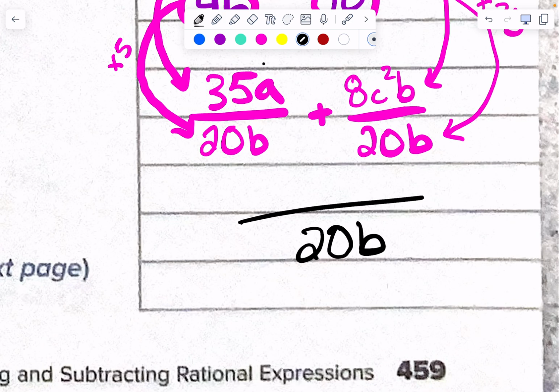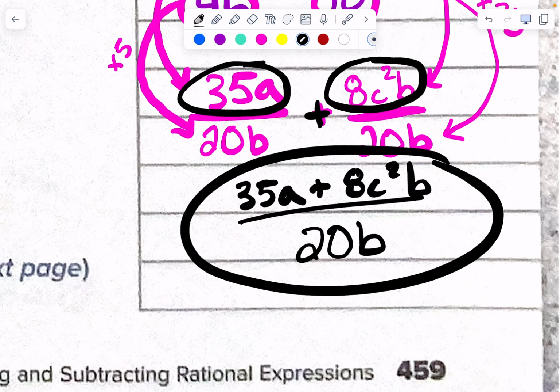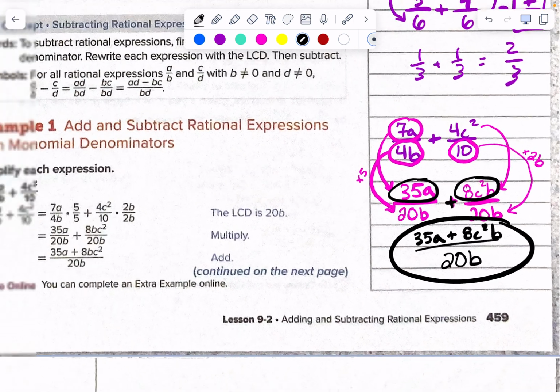But can you add 35a plus 8c squared b? Can you put those two together to make something like 43 something? No, not when you're adding. You have to have like terms. So I just write it as 35a plus 8c squared b. I cannot put those two together, so that is my final answer. Finding a common denominator and then adding stuff together. Okay? Do you see how that works?